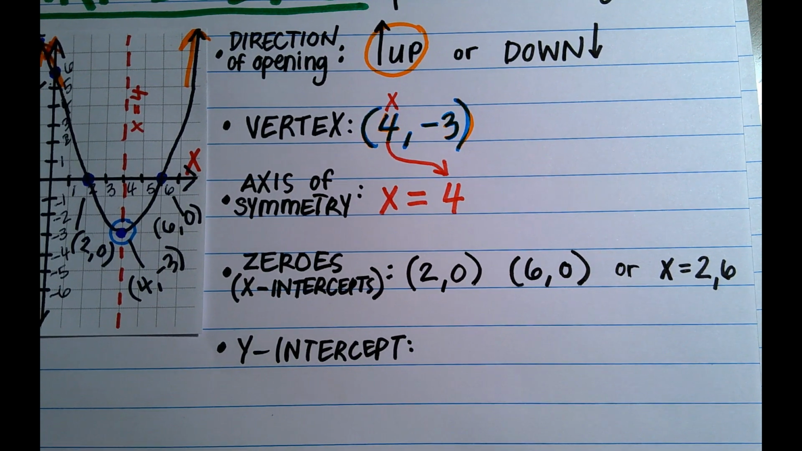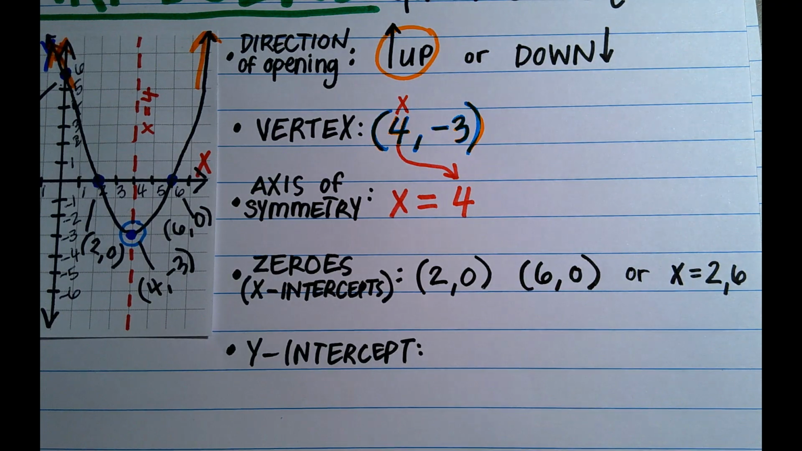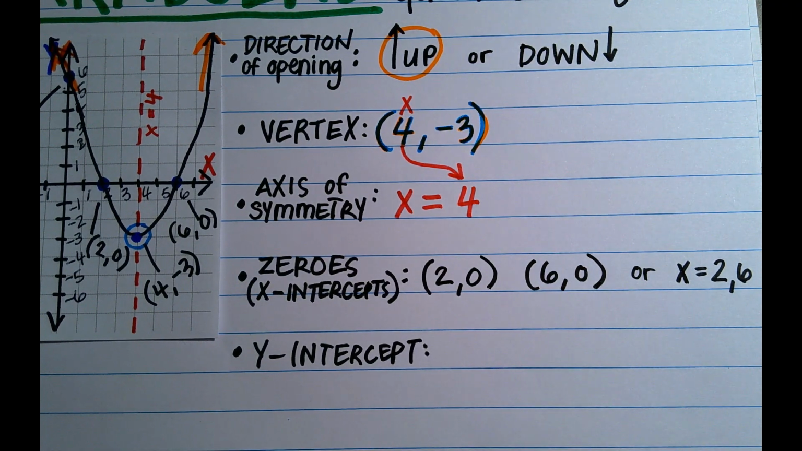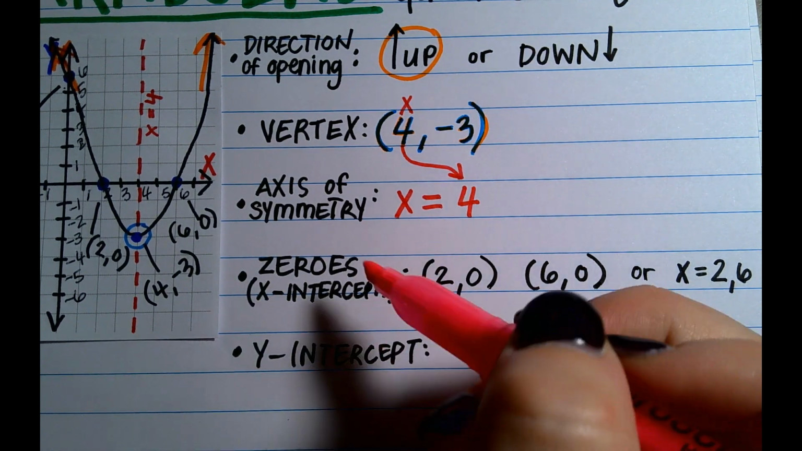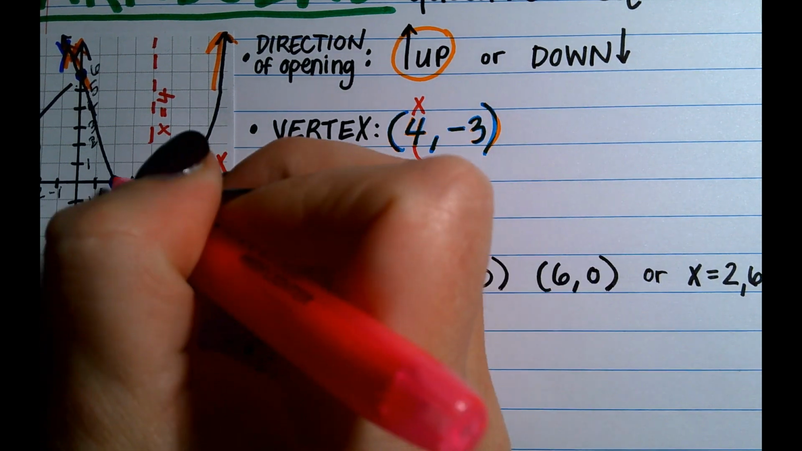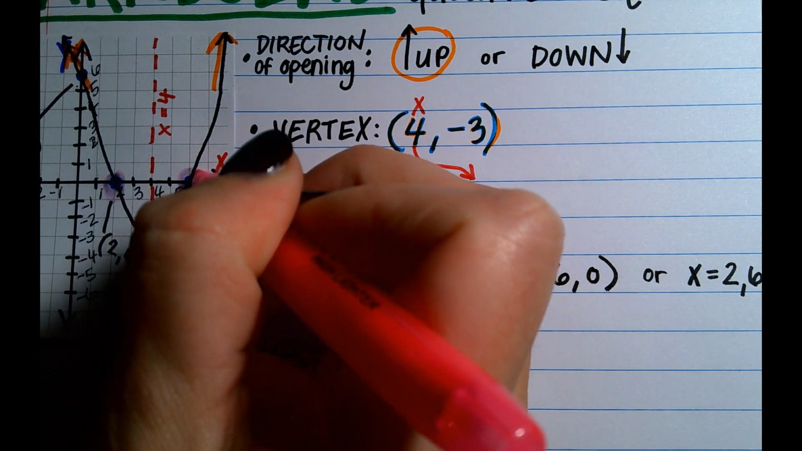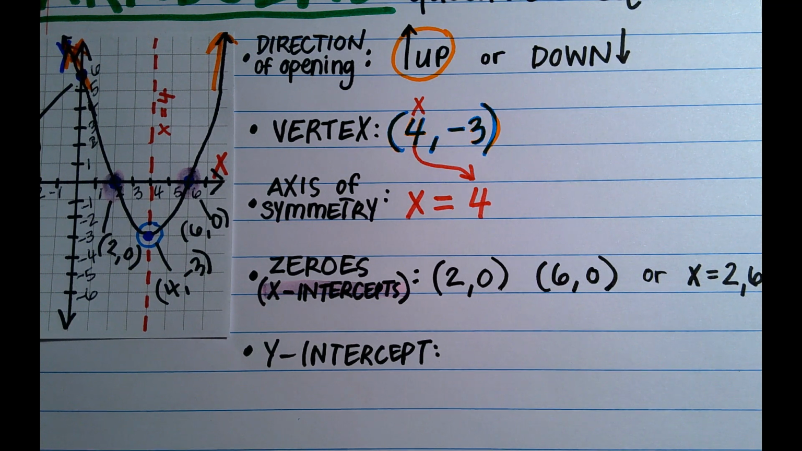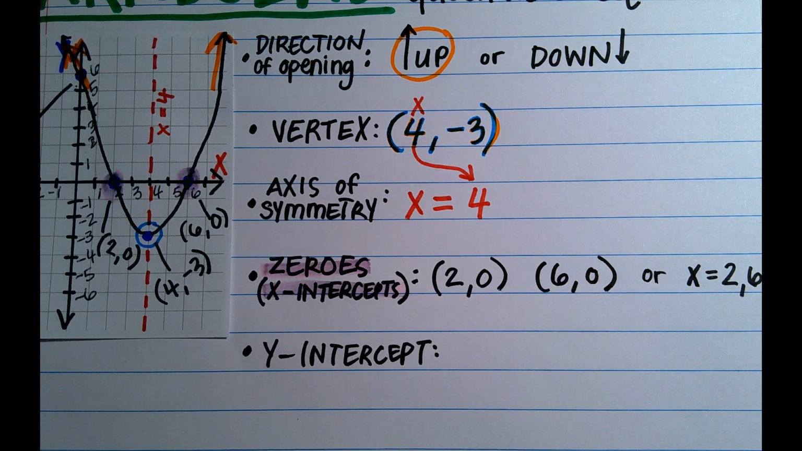Okay, and I'm going to do a little bit of color labeling just to show where that is on the graph. Our x-intercepts, I'm highlighting that pink, are right here in pink. See that?